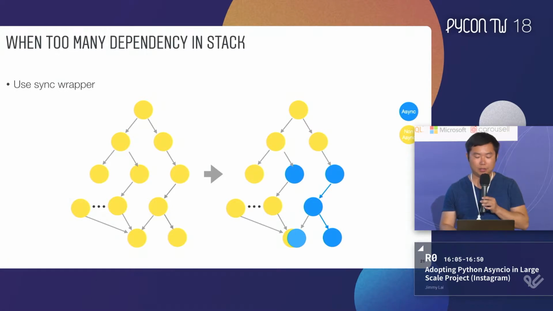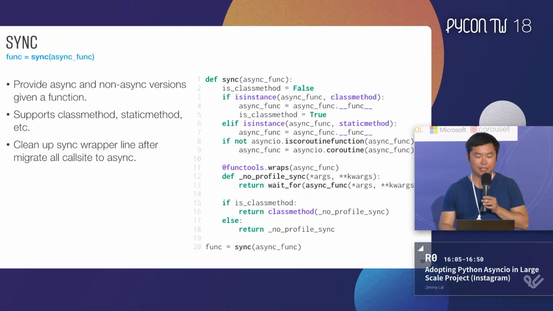So in this case, we provide a helper to help us minimize the changes. It's the sync wrapper. sync is a function where you provide an async function name and then assign the return to the original non-async function. That means we identify a function func and we want to make it async. So we make it an async function, but we also rename it to async_func, and then we add this line at the end.